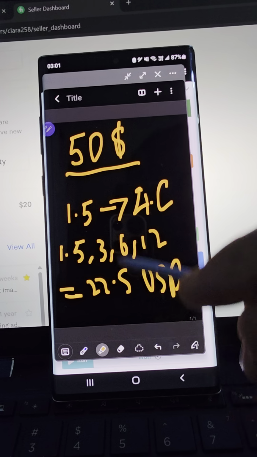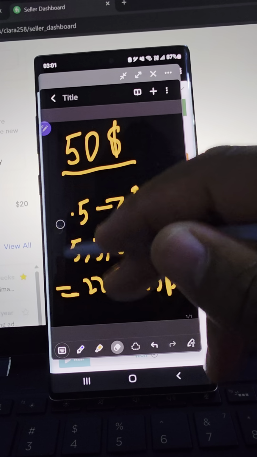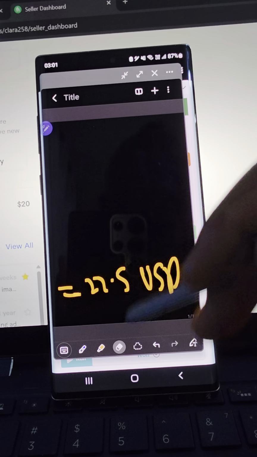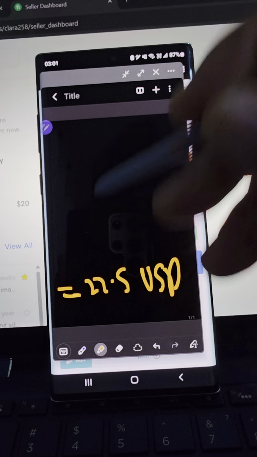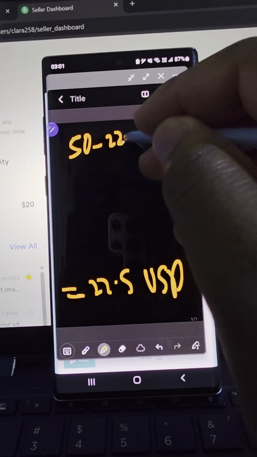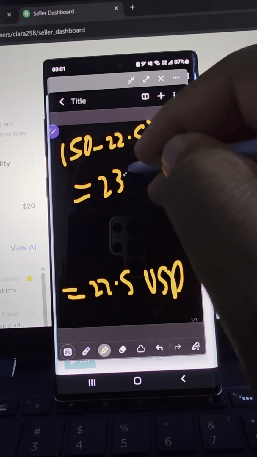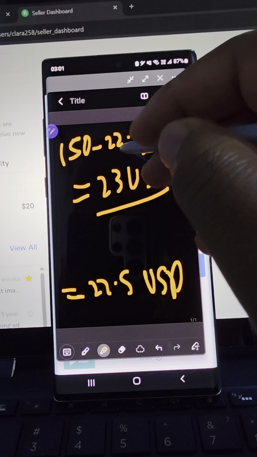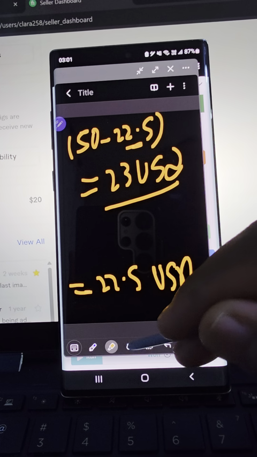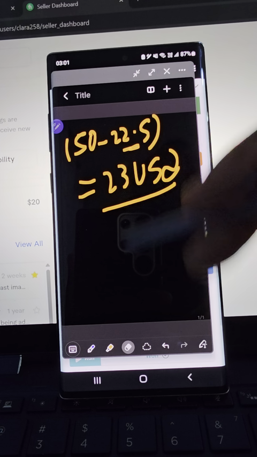Okay, so let's see. Click here. That's 22.5 USD. So if we had a $50 account, that is 50 USD minus 22.5, which gives us more than 23 USD. So even if you happen to lose this 22 USD, from this 23 USD you can still bounce back. You can still get back on this market and manage to make a recovery.